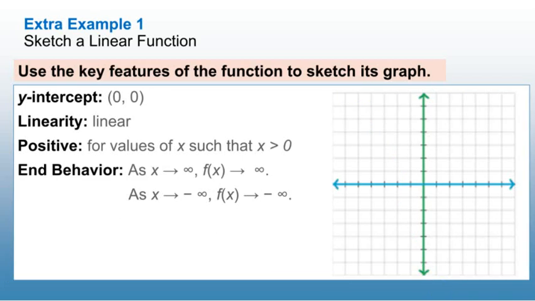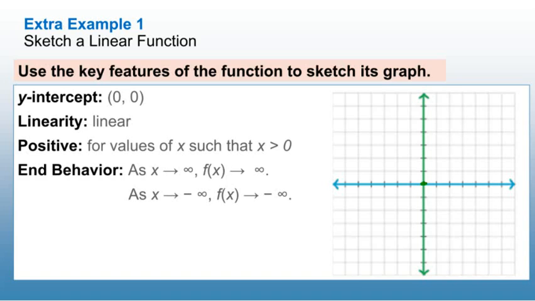Next, let's sketch this one. So we have an x-intercept at 0, 0. It's linearity, it's a linear line. All values of x such that x is greater than 0 is positive. So any number bigger than 0, so to the right of the origin, is going to be above the x-axis. And then our end behavior, as x approaches positive infinity, f of x is positive infinity. As x approaches negative infinity, f of x approaches negative infinity.